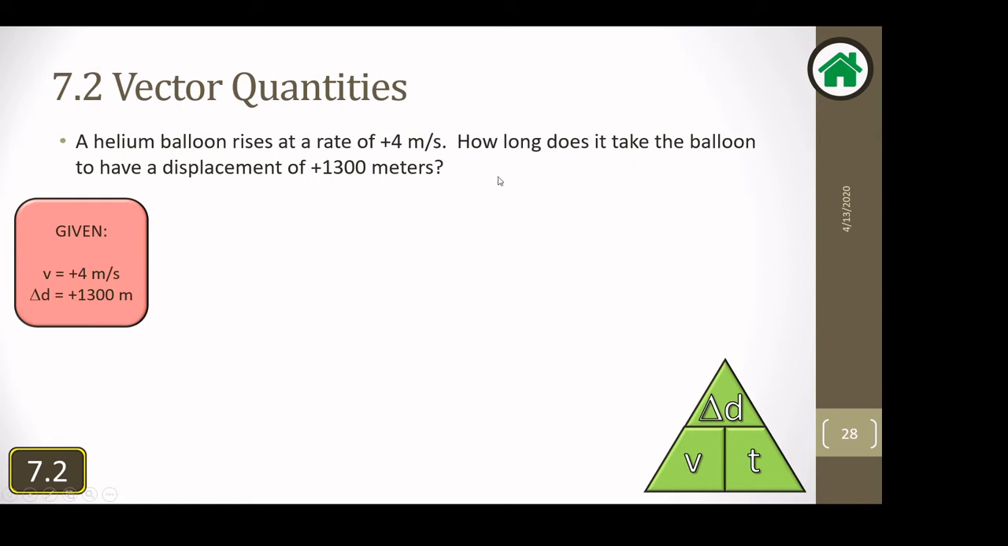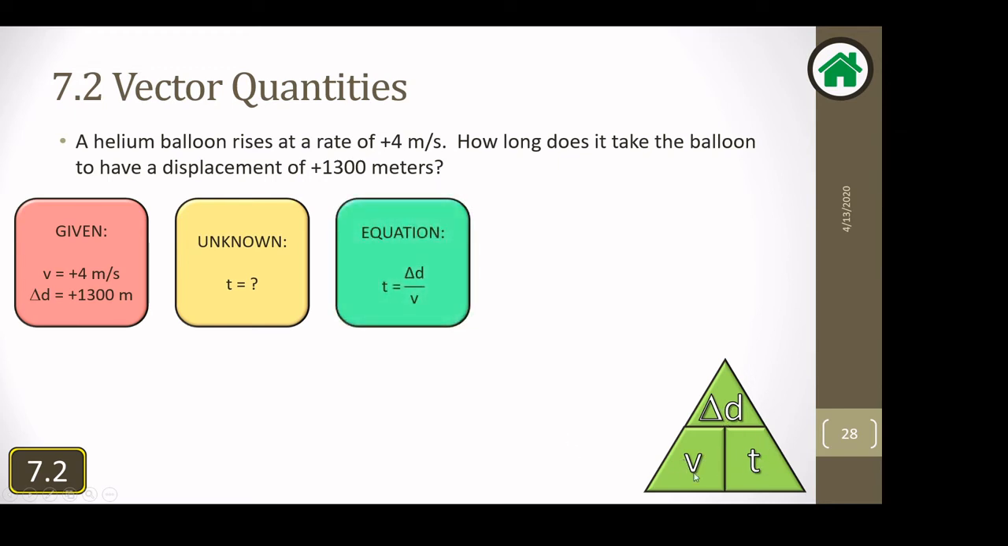What are we trying to solve for? Well, the question says how long, so we're trying to solve for time. I need an equation for time when I know velocity and displacement. So t is equal to delta d divided by v. Very important to become familiar with this triangle so you don't accidentally put something like t is equal to v divided by delta d, and then you would get the wrong answer.